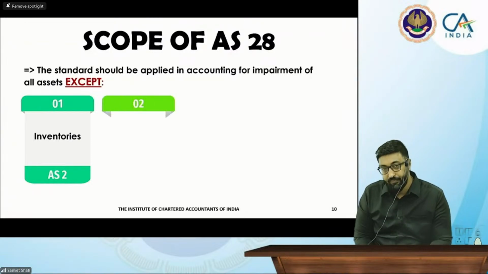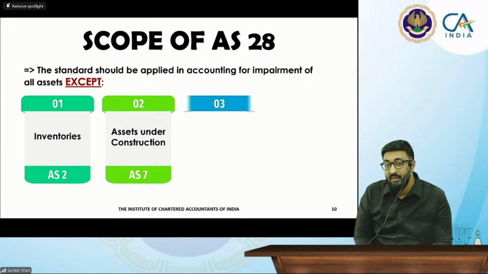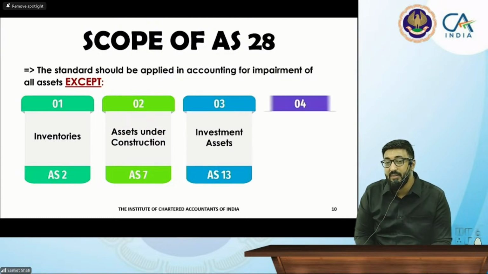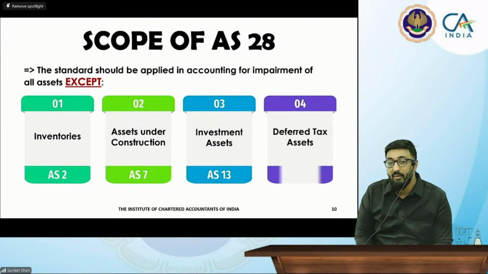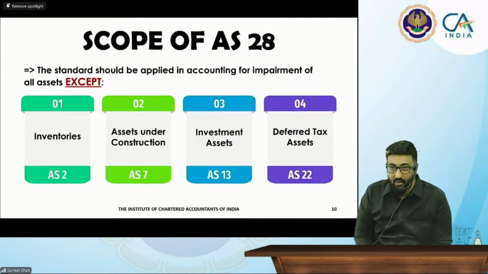Second one, assets under construction. No, because it is not giving me any value in use. It is under construction, AS 7 will take care of this. Investment asset is also not applicable. And deferred tax asset. We won't understand it now. I am going to teach you AS 22, in which this accounting, or might be by another faculty.